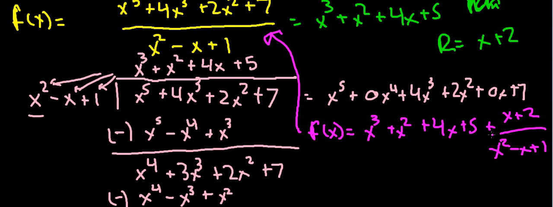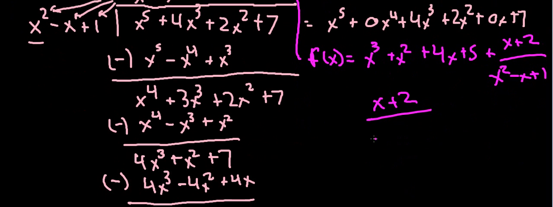It's just a different way of writing the remainder. I'm writing in the remainder here as part of the function. Over here we're saying this is what divided out and the remainder was this. Here we're including the remainder. We're writing the remainder as x plus 2 over, I know it's a little bit crammed over there, so let me rewrite it. It's x plus 2 over x squared minus x plus 1.